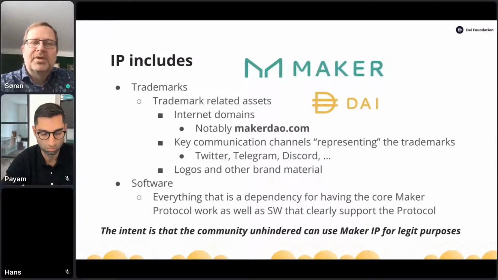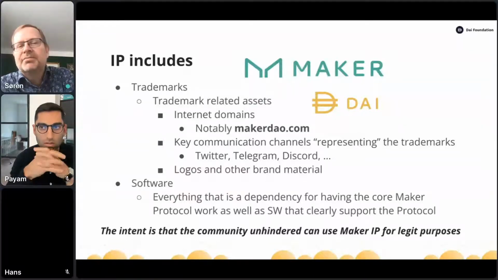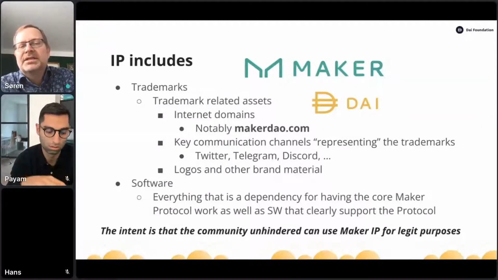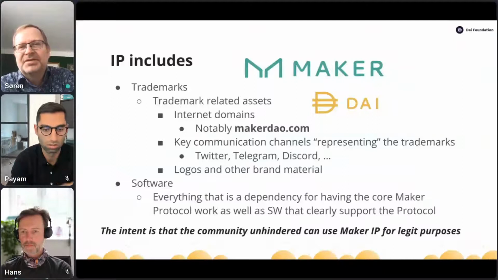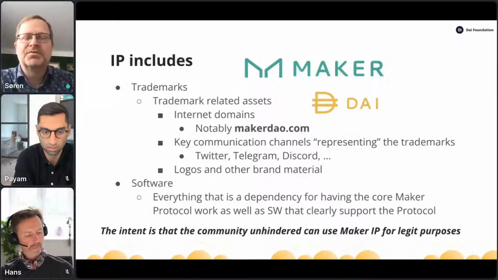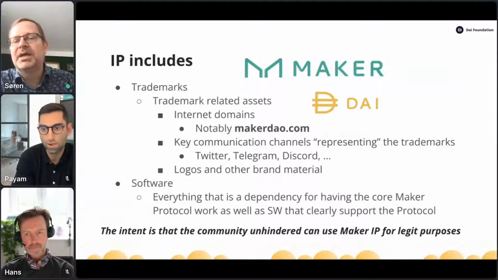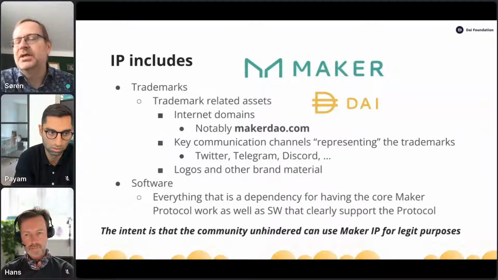And let me re-emphasize what we also have been saying on all the other calls we have been having. The intent is not to sit and make it difficult to use this, as long as it's been used for what is the purpose of MakerDAO. The intent is the community can use the Maker IP without any hindrance for anything that is legitimate.